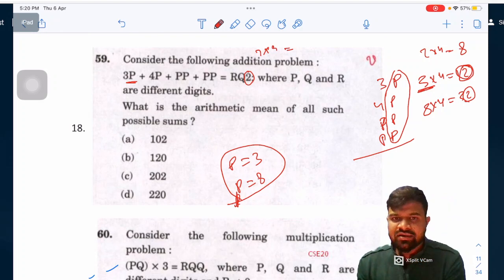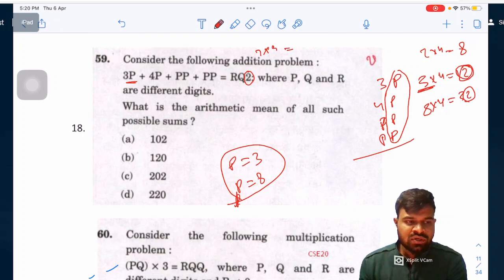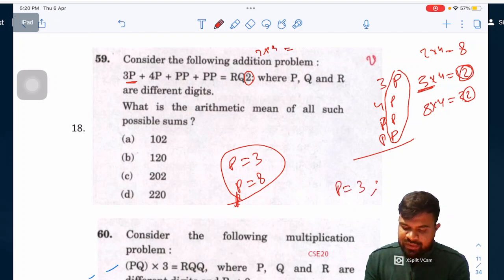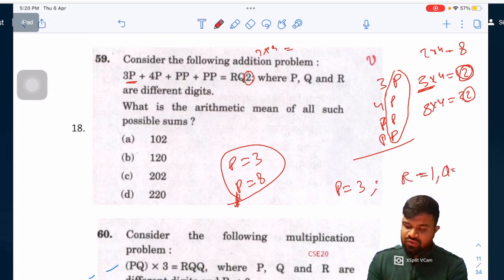You will find that the only possible values for P are 3 and 8. Now try putting P equals 3. When you put P equals 3, you will find that R is equal to 1 and Q is equal to 4. That means RQ2 is 142. First number is this.